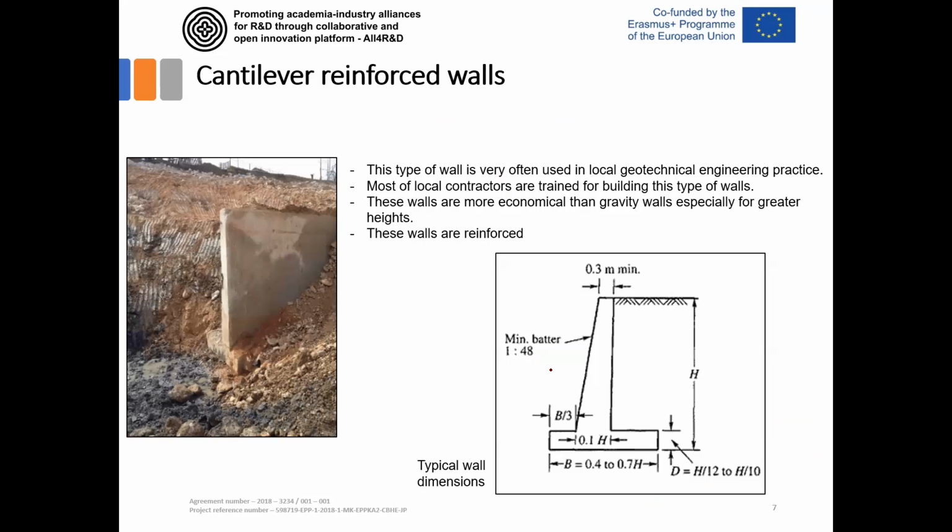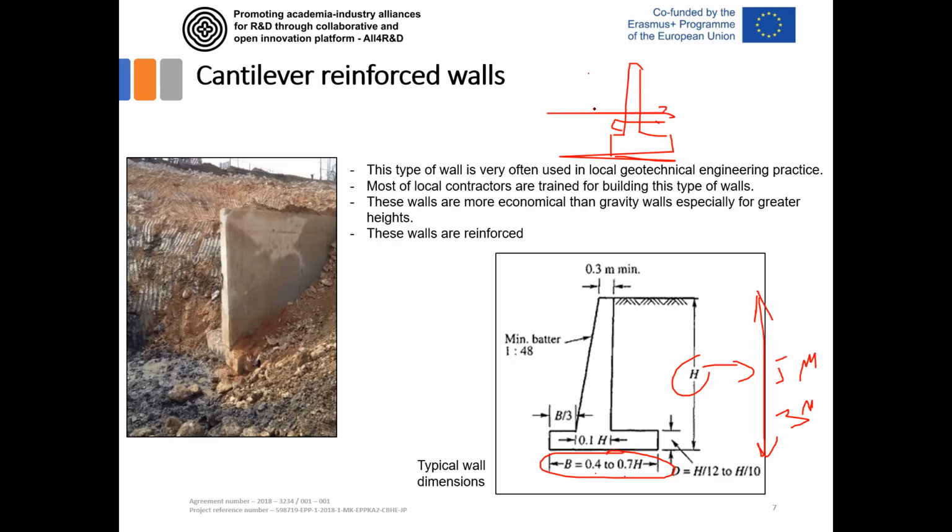Here are some main aspects of designing and shaping these cantilever retaining walls. For example, if you need a wall that is h in height, then the footing of this wall needs to be at least 0.4 to 0.7 of this height. So if the wall is 5 meters in height, then you need about 3 meters of footing. So this is 3 if this is 5 in total.